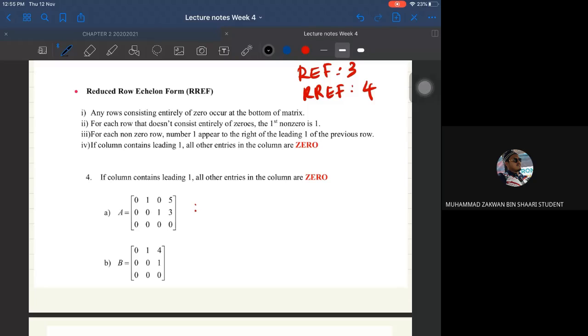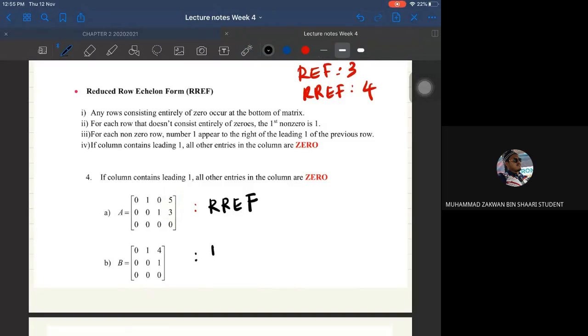Yes, this is RREF. Okay. Sebab apa? Sebab bila ada 1, nilai lain dalam kolom tu semua kosong. Yang ni dia tak perlulah jadi kosong sebab dia tak ada pun leading 1. Okay. For B, is this RREF?